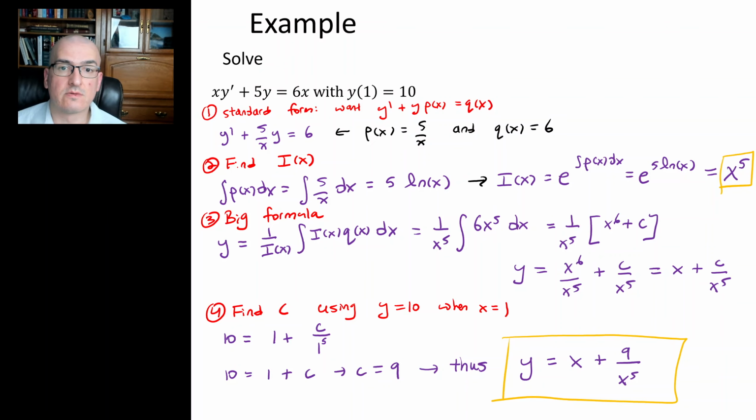It's mechanical. Put it in standard form. Standard form is what allows us to use all these formulas. Part 2, find the integrating factor. Plug the integrating factor in step 3 into the big formula. Integrate, simplify. In the last step, step 4, use the initial condition to find the constant that will come out of that last integral. And then it's always important to state what the final answer is.